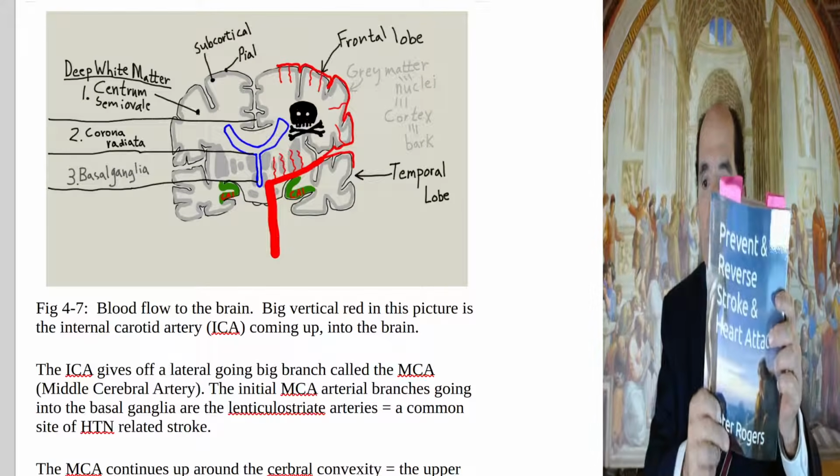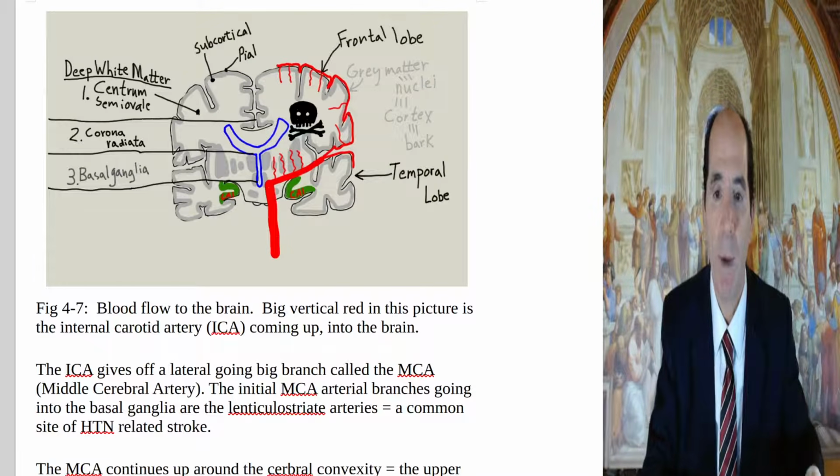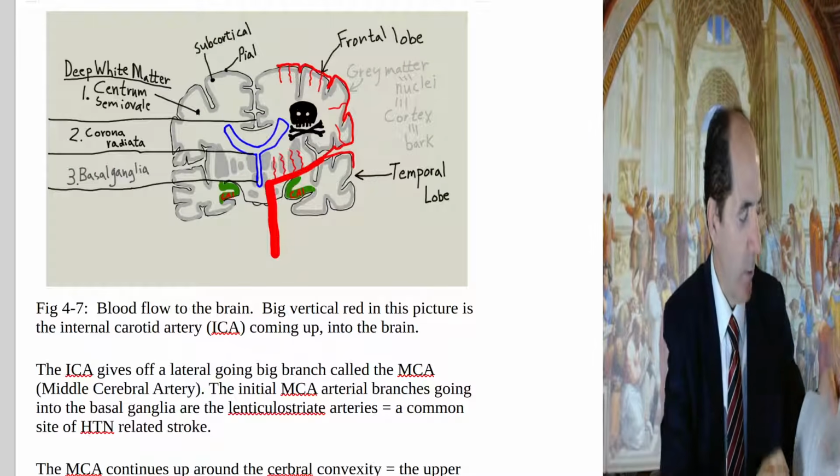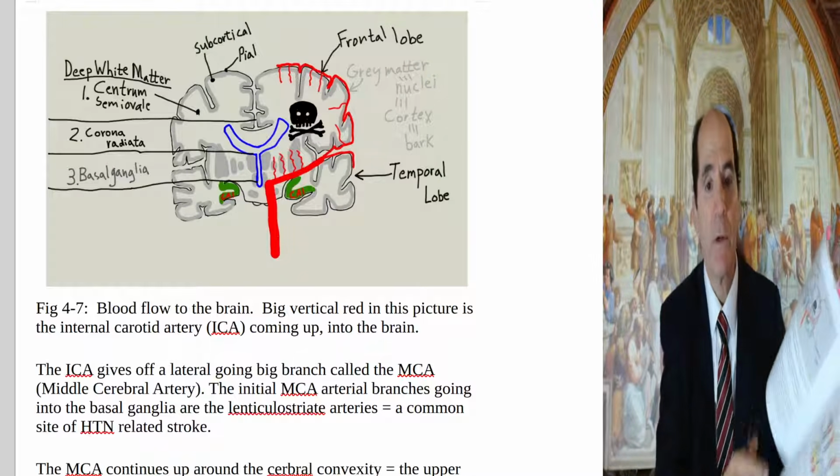Okay, we're doing part 12 of this book, Prevent and Reverse Stroke and Heart Attack by me, Pete Rogers. If you're following along in the book, we're on page 92, figure 4-7.